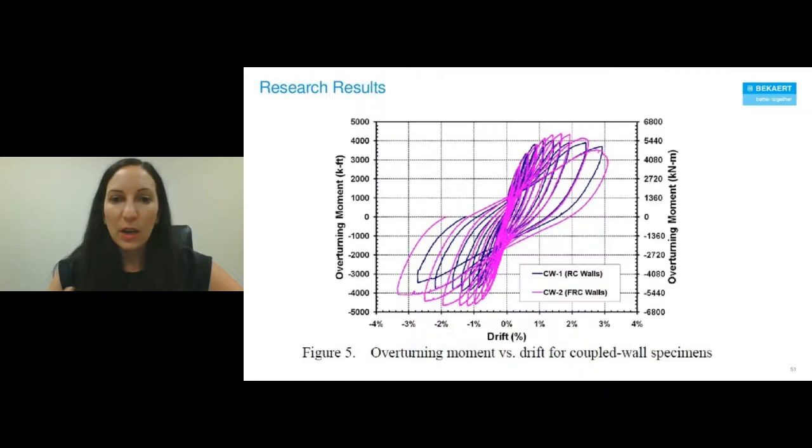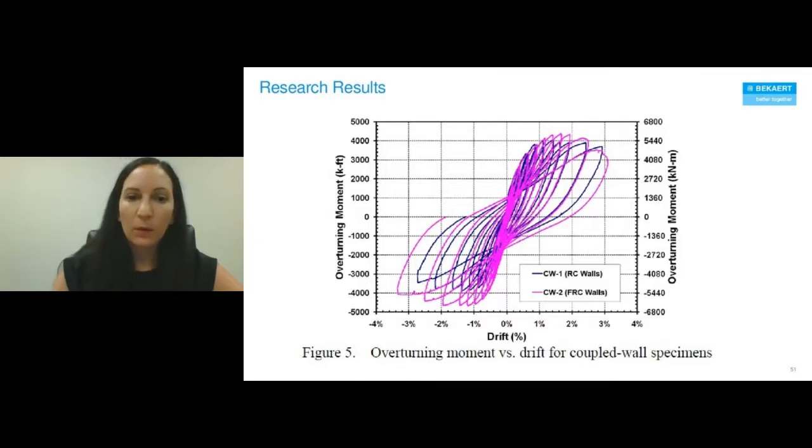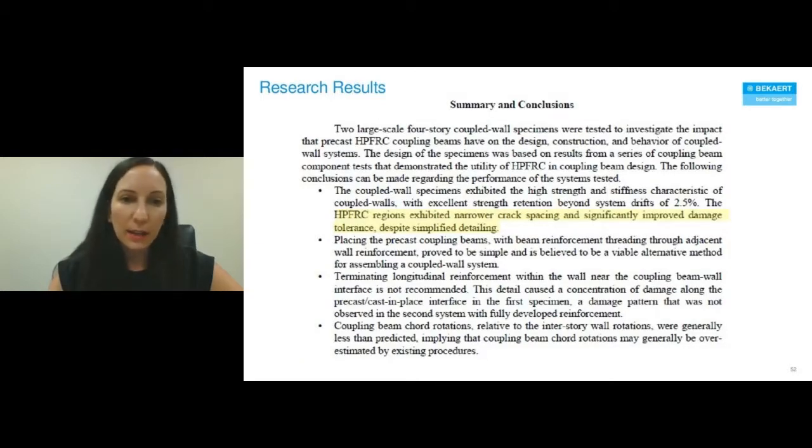So here you see a hysteresis comparison. The blue lines are a conventionally reinforced link beam and the pink is the fiber reinforcing. Now, this is an excerpt from some research, but I've highlighted the part that I think is most impactful for us here. Generally speaking, these high-performance fiber-reinforced concrete, HPFRC, regions exhibited narrow crack spacing and significantly improved damage tolerance despite simplified detailing, which I interpret as it performed better even though it was easier to construct. So it really is that straightforward.